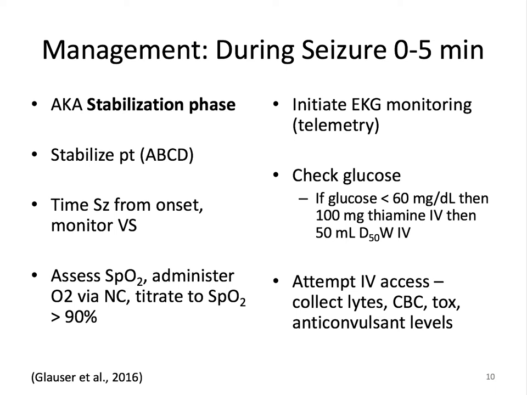Assess the oxygen saturation and administer oxygen via nasal cannula, titrating to an oxygen saturation greater than 90%. Initiate EKG monitoring or telemetry. Check the patient's blood glucose, and if the glucose is less than 60, then give them 100 milligrams of thiamine, followed by 50 milliliters of D50. Finally, attempt IV access, collect electrolytes, CBC, a tox screen, and anticonvulsant levels.